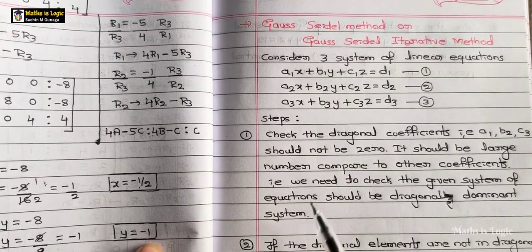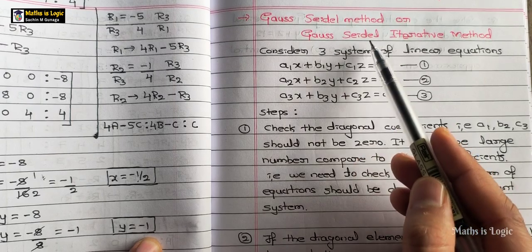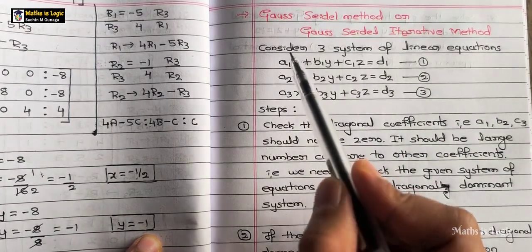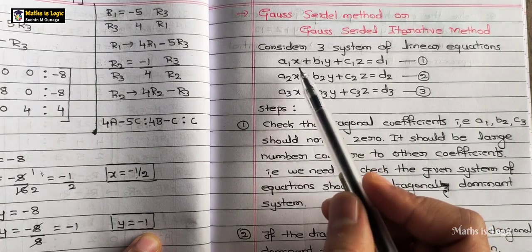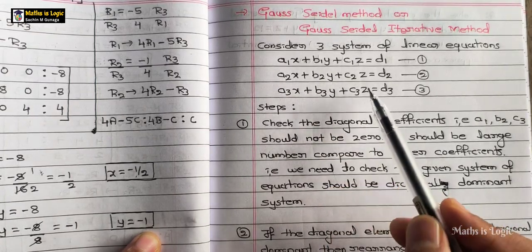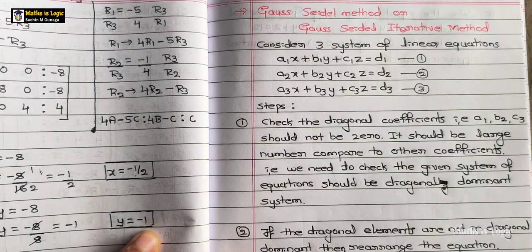Hello everyone, in this video we will see the Gauss-Seidel method, or Gauss-Seidel iterative method. In this method, again we are going to solve for the value of x, the value of y, the value of z using the Gauss-Seidel method.